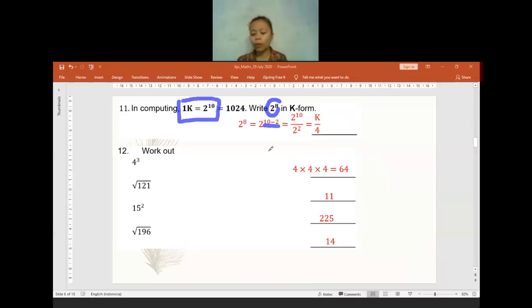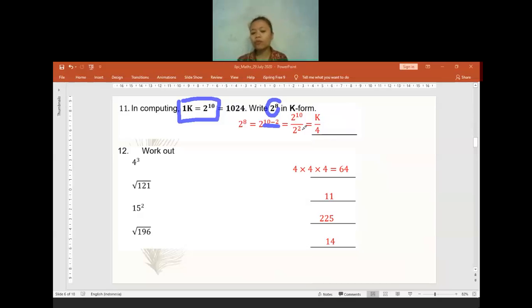So now we have the opposite. There is a subtraction of the power. We can change it into a division. So now I have 2 to the power of 10 divided by 2 to the power of 2. 2 to the power of 10 is equal to 1k. You can write it down as k only, or you can write it as 1k.